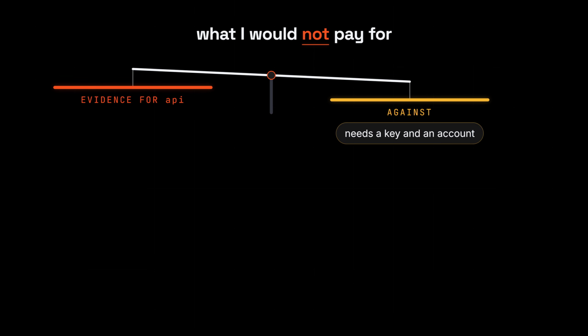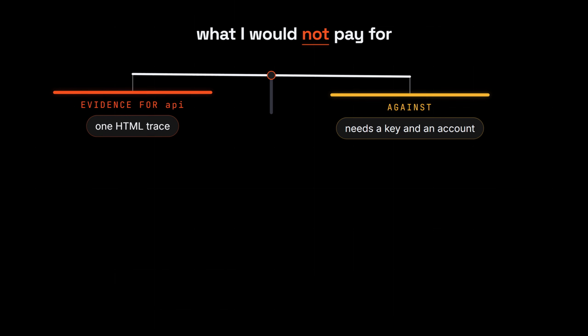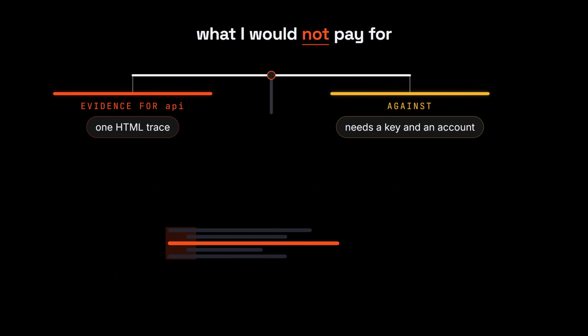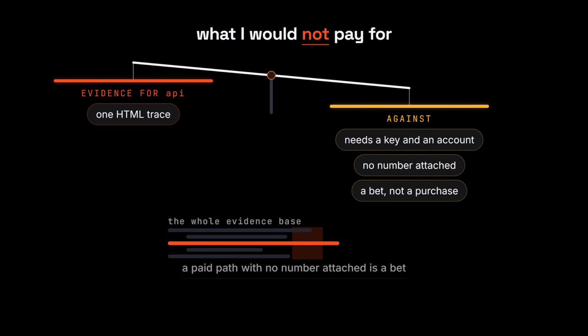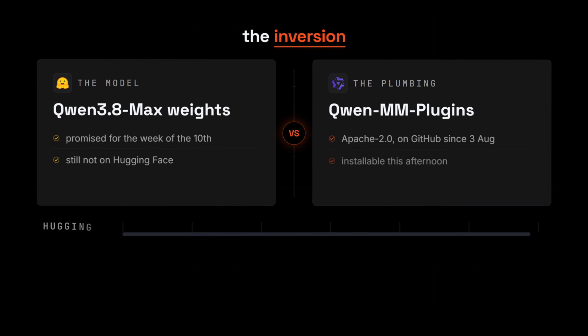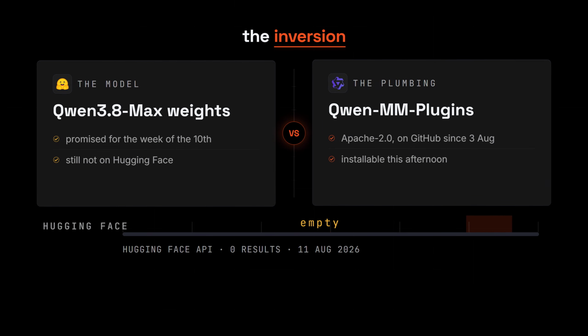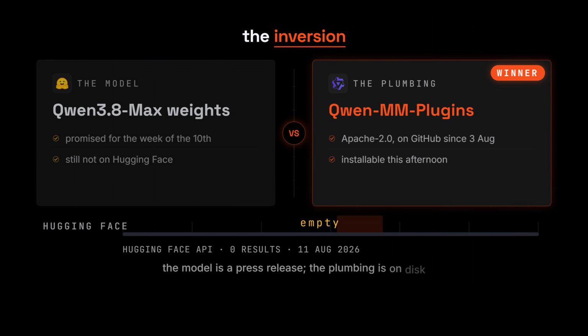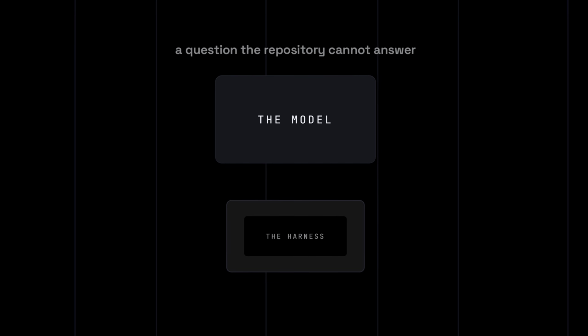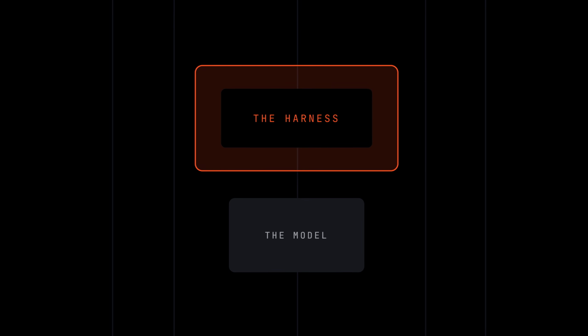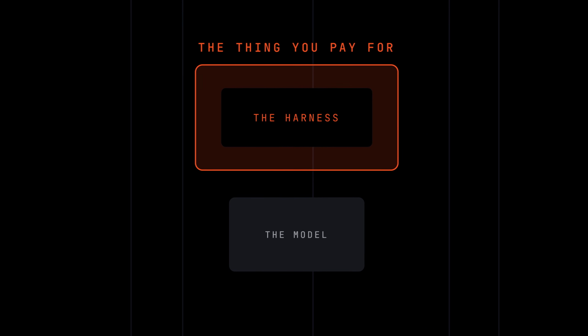I would not pay for the API capability yet, because its entire evidence base today is one HTML trace, and a paid path with no number attached is a bet rather than a purchase. And notice the inversion sitting underneath all of this. Qwen 3.8 Max's open weights were promised for the week of the 10th, and they are still not on Hugging Face. The model is a press release, the plumbing you can install this afternoon, which leaves the question a repository cannot answer for us. If capability really lives in the harness and not in the model, what stops the harness from becoming the thing you pay for, and the model underneath it from becoming the commodity?